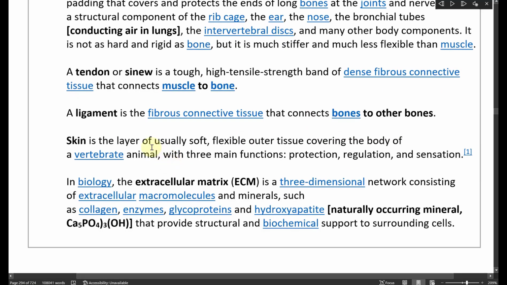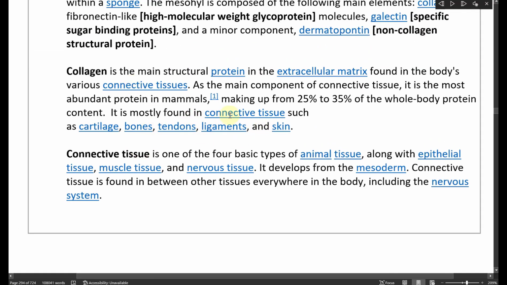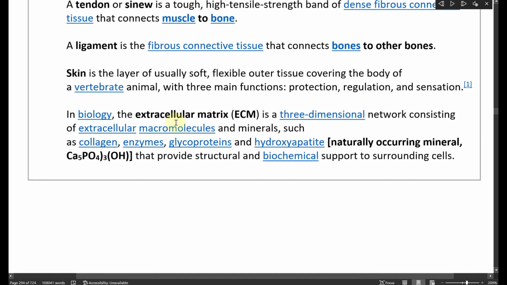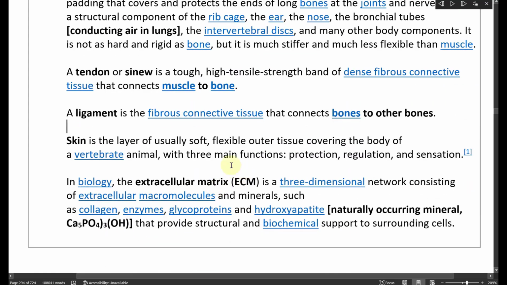Skin is the layer of usually soft, flexible outer tissue covering the body of a vertebrate animal, with three main functions: protection, regulation, and sensation. And again, a main component of skin is collagen. So it's mostly found in connective tissue such as cartilage, bones, tendons, ligaments, and skin. Very interesting. Continuing further.